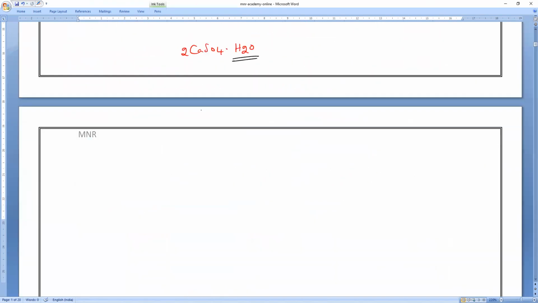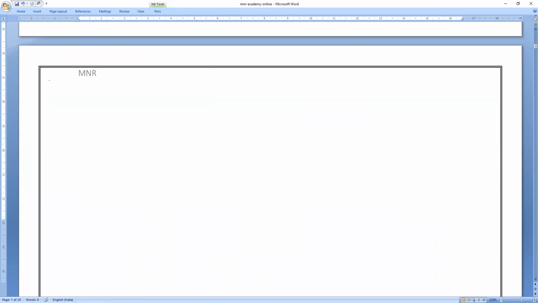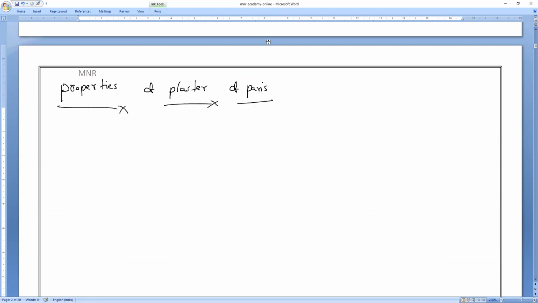Now, let us discuss the properties of plaster of Paris and the uses of plaster of Paris, as it is very, very important. So, what is the formula of plaster of Paris, everyone? Calcium sulfate hemihydrate. CaSO4 dot half H2O, or 2 CaSO4 dot H2O. Okay. So, properties of plaster of Paris. Write it.